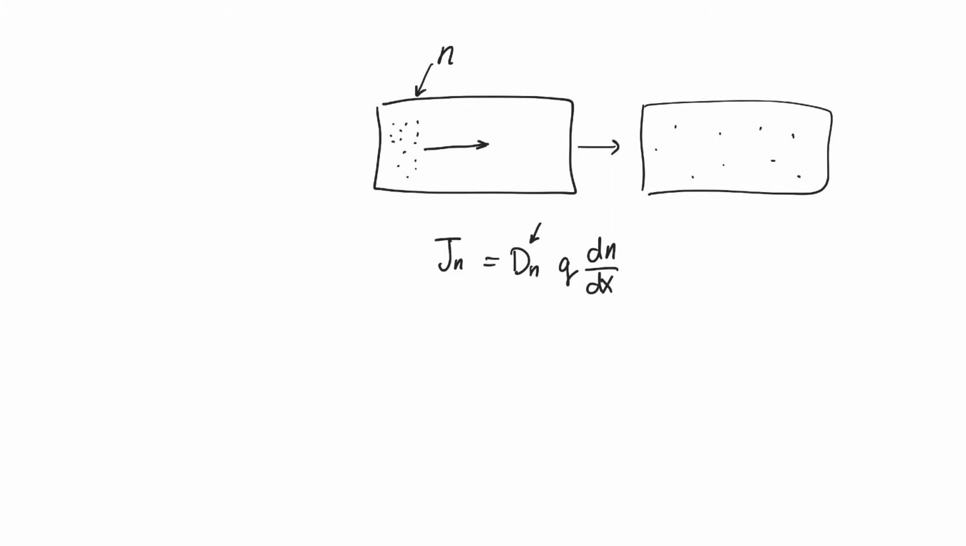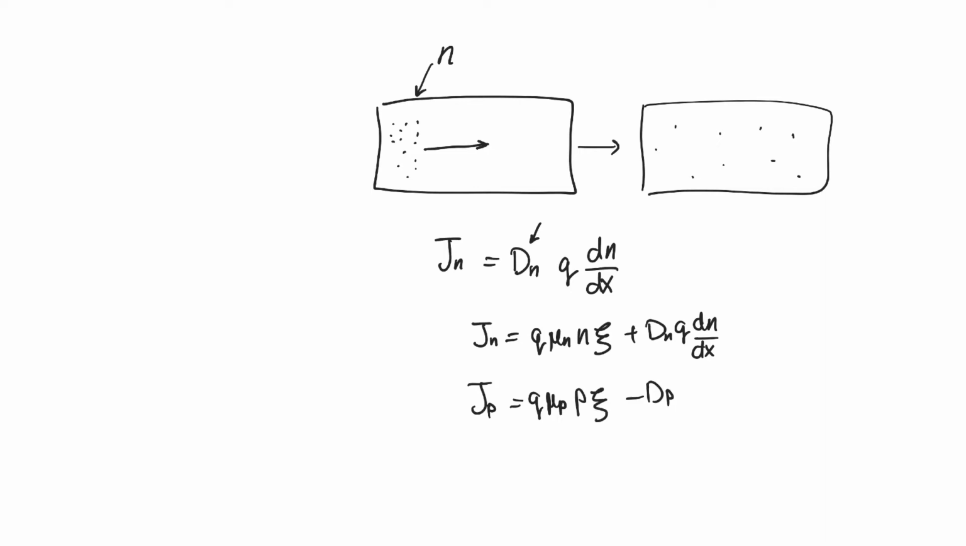Now, this means that when we look at electron current in a material, it's going to consist of two components. It's going to consist of a drift component and a diffusion component. The drift component is q mu_n n E, and the diffusion component is Dn q dn/dx. Similarly, the whole current is going to be q mu_p p E minus Dp q dp/dx.